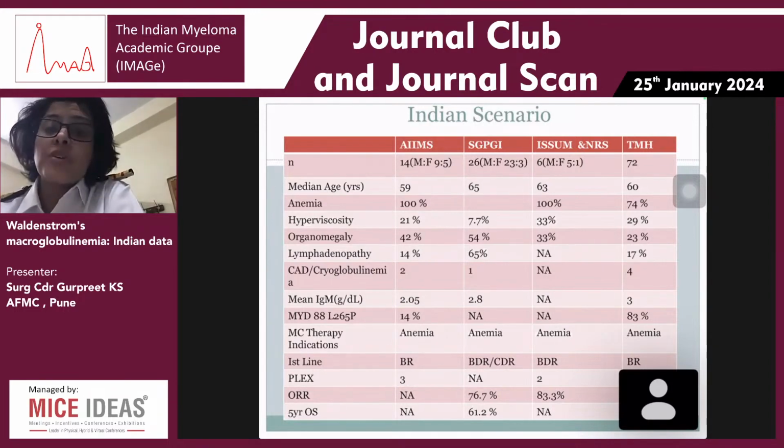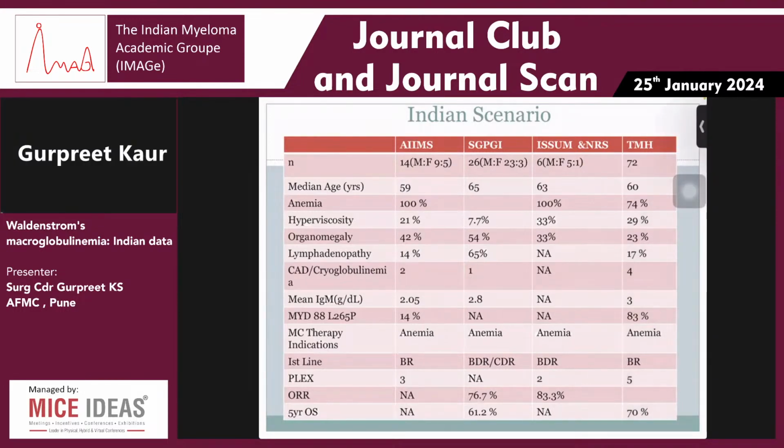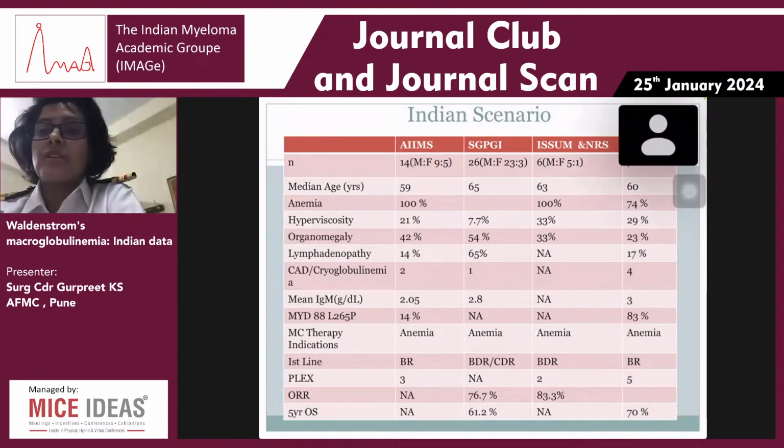The most common indication for therapy in all 4 of these studies was anemia. The first-line therapy in the study from AIIMS and TMH was bendamustine rituximab, whereas in SGPGI and the other centers, they used BDR. The 5-year overall survival at SGPGI was 61.2%, whereas for TMH, it was near about 70%.